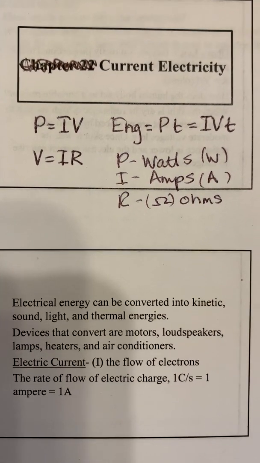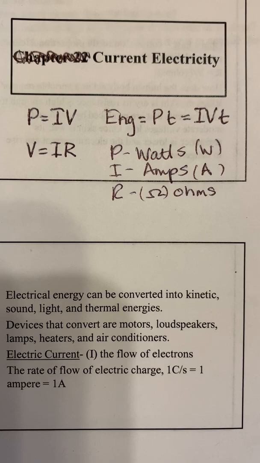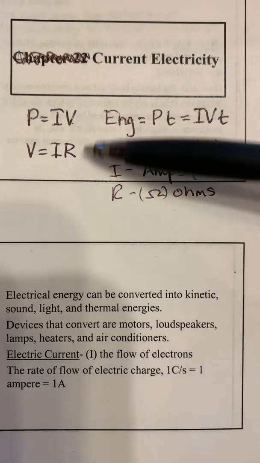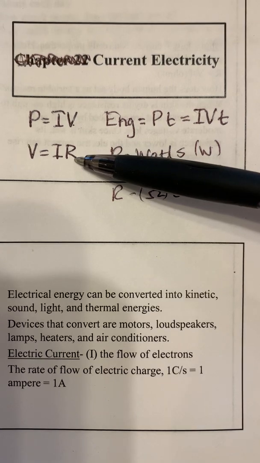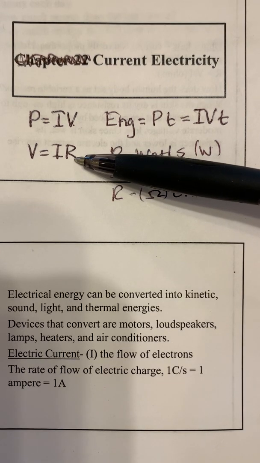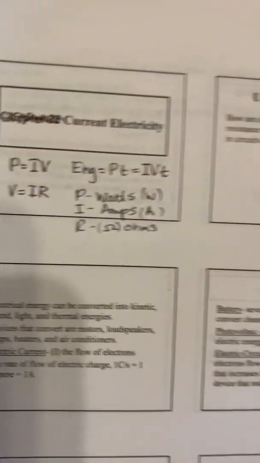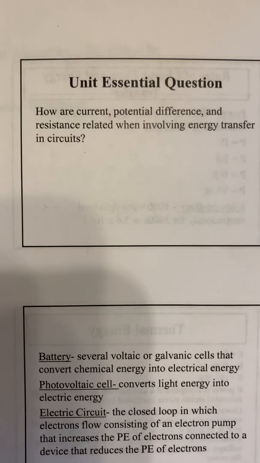So those are the formulas that you'll be using in their variations. Sometimes you'll have to find V for this one, so it'll be P over I. Sometimes you'll have to find R for this one, so it will be V over I. You just have to move them around. Okay, I'm going to be moving things around a little bit myself.